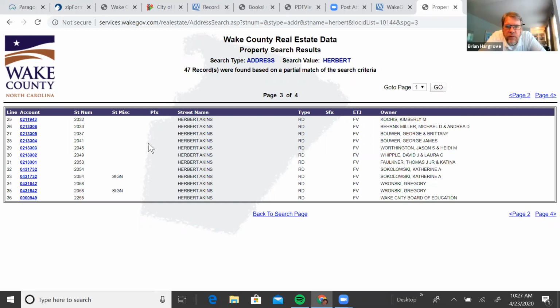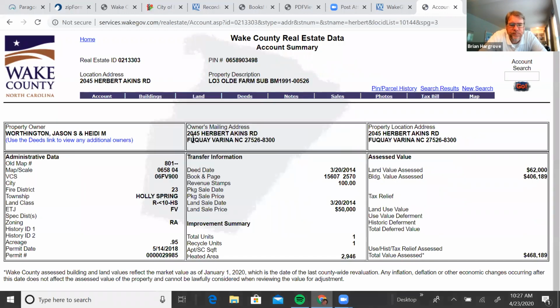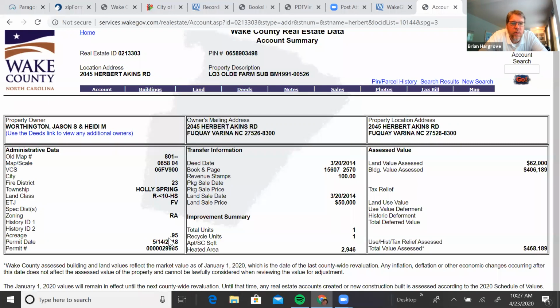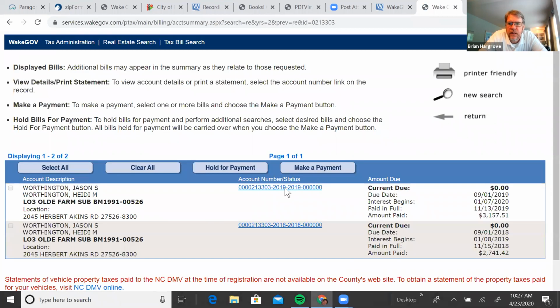All right, so let's just say that this is the property that's being sold. 2045 Herbert Akins. Again, you copy and paste the PIN, you copy and paste the legal description for your contract, you put in the 2045 Herbert Akins, all that's great. It's on almost an acre, so all that's matching. Everything looks beautiful with this. But again, you go to the tax bill just to double check.